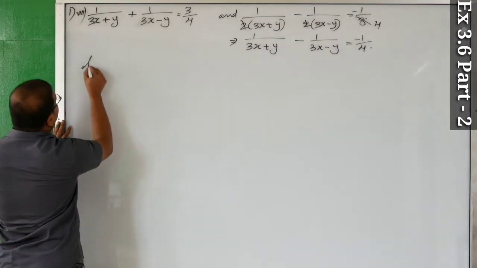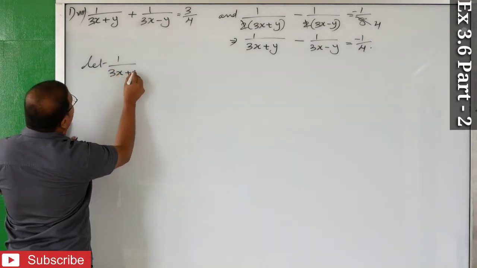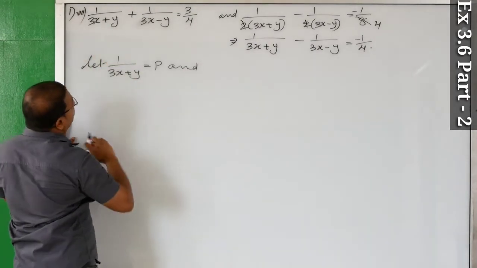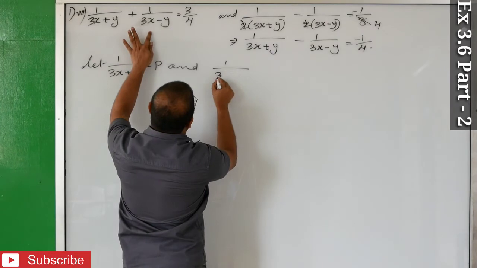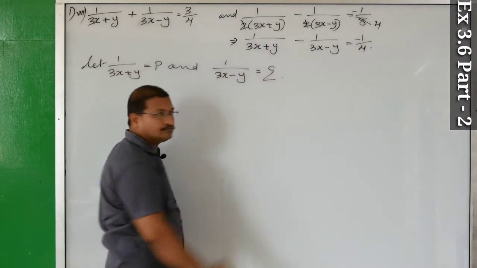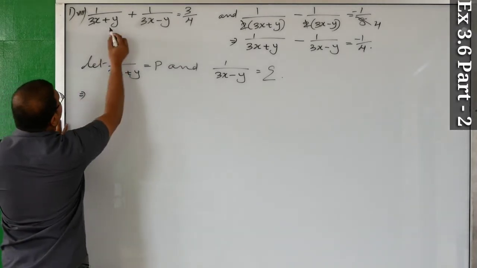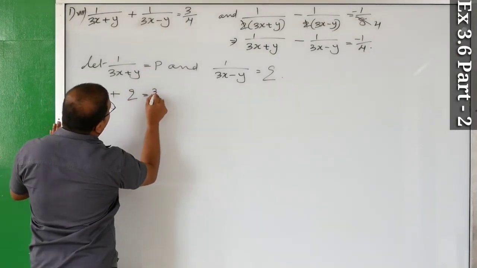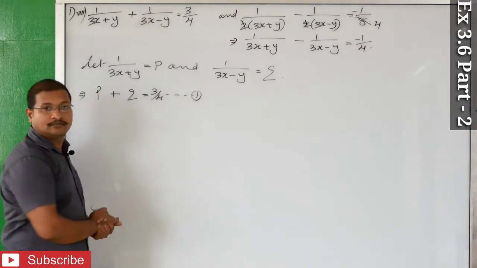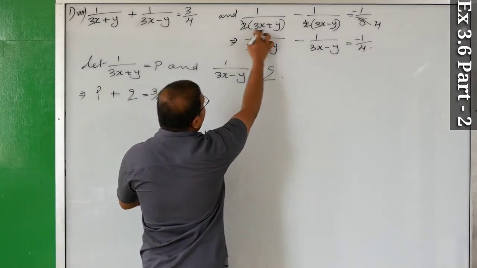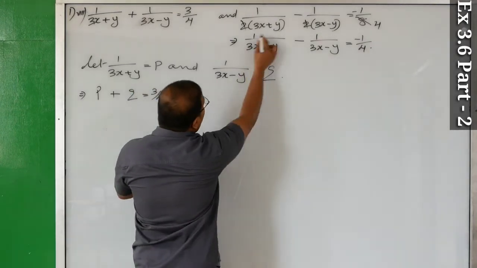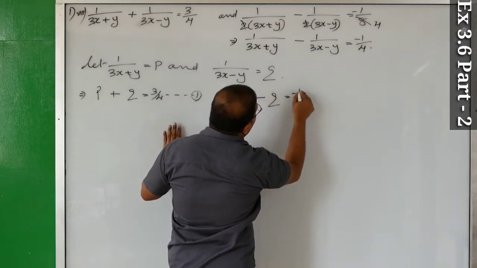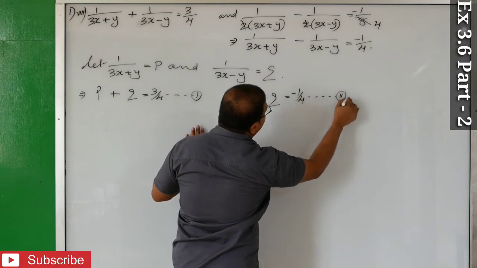Ready? Now let 1 by (3x plus y) equal p and 1 by (3x minus y) equal q. This implies, in place of this we will write p, p plus q equals 3 by 4. This is equation number 1. Here, because we already cancelled by 2, we write 1 by (3x plus y) as p minus q equals minus 1 by 4. This is equation number 2.